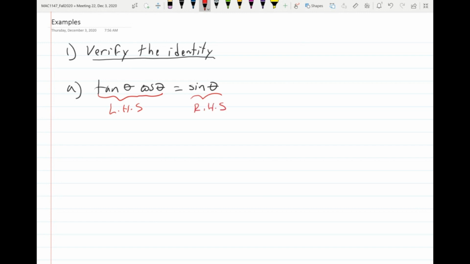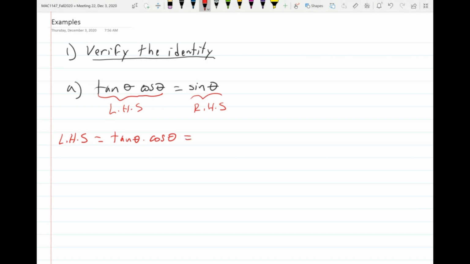To verify this identity, all you have to do is begin with one of the sides and then show that it is always equal to the other one. As a general rule, you should always begin with the more complicated side, because that will give you something to work with. If you begin with sine, then you have to be more creative to go from the right to the left in this particular example. But the left-hand side looks more complicated, so it's easier to start with that. So I'm going to begin with the left-hand side, tangent of theta times cosine, and our job is to show that this equals the right-hand side.